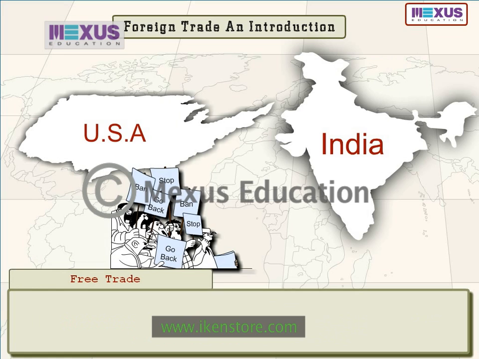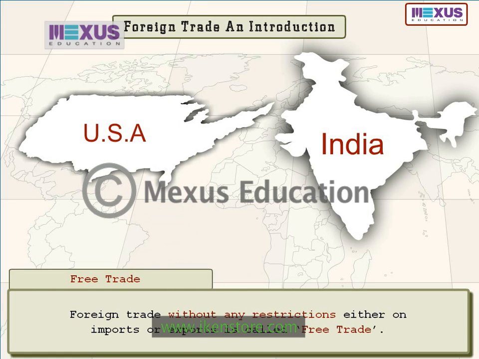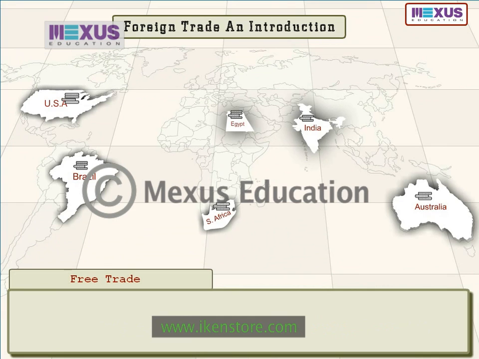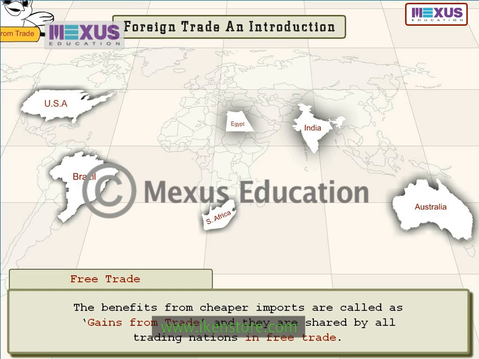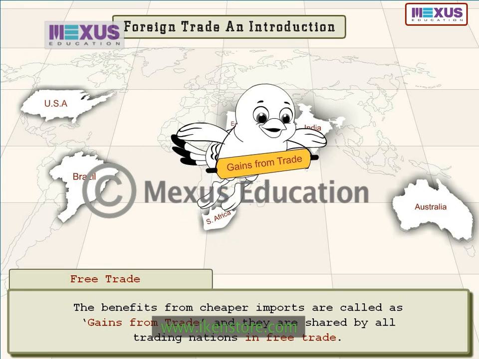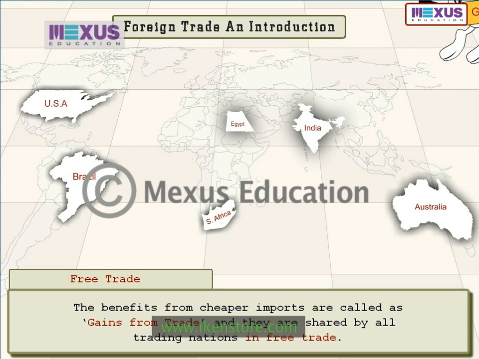Free trade. Foreign trade without any restrictions, either on imports or exports, is called free trade. If every country enjoys benefits of cheap imports, the world as a whole consumes a larger global output than in the absence of foreign trade. These benefits are called gains from trade, and these gains are shared by all trading nations in free trade.